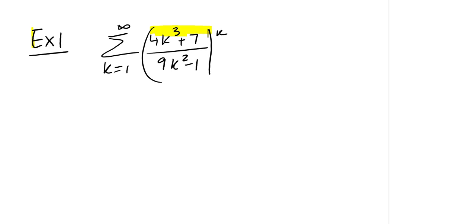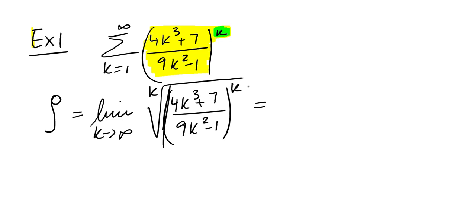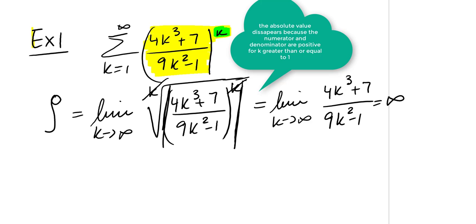So this whole thing is our a sub k. So using the root test, and you might wonder why the root test? Well, because it tells me everything to the k. A ratio test would make it more complicated, maybe impossible to calculate. So rho equals the limit as k approaches infinity of the k-th root of 4k to the third plus 7 over 9k squared minus 1, all to the k, in absolute value. Let's not forget that, to make sure we have positive terms. Now this k from here cancels with this k, so we end up with the limit as k approaches infinity of 4k to the third plus 7 over 9k squared minus 1, which is infinity.